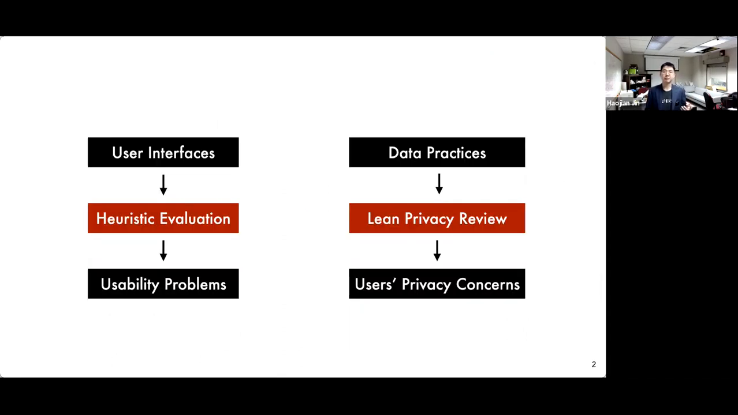The key idea behind a Lean Privacy Review is to have a low-cost approach like heuristic evaluation to identify users' privacy concerns. So the input here is not user interfaces, but data practices. And the output is users' privacy concerns.